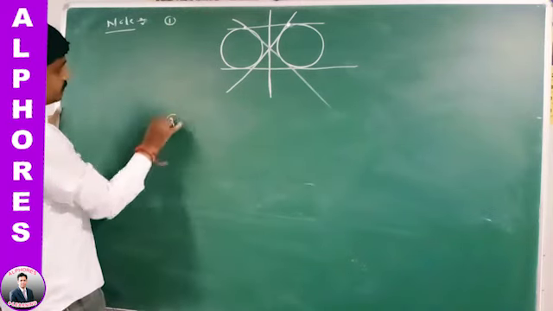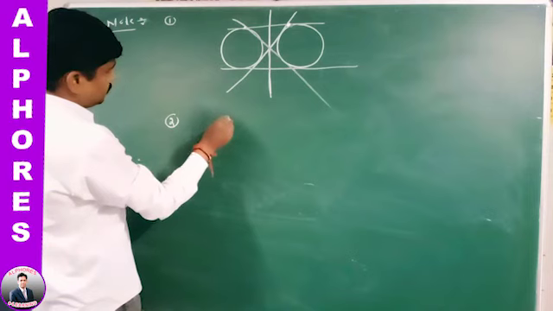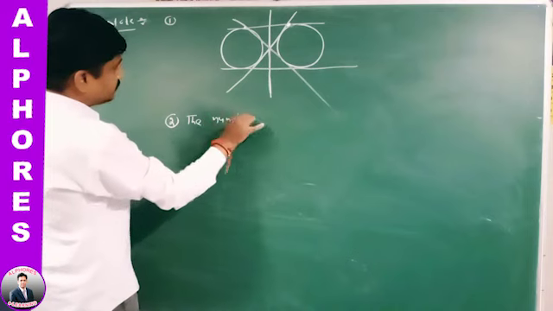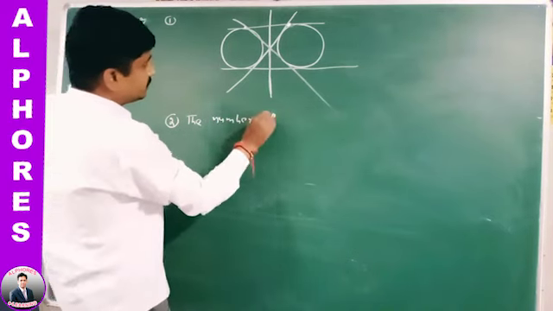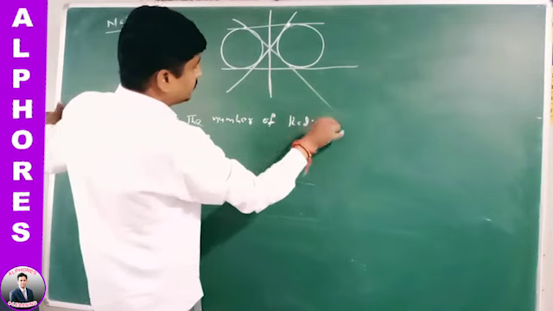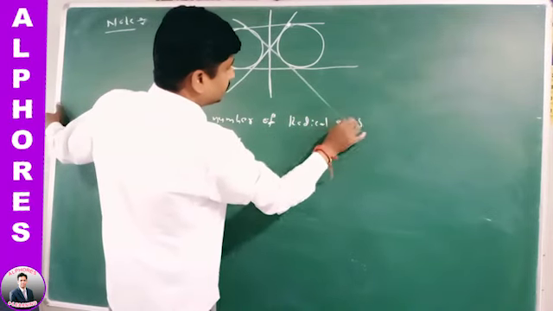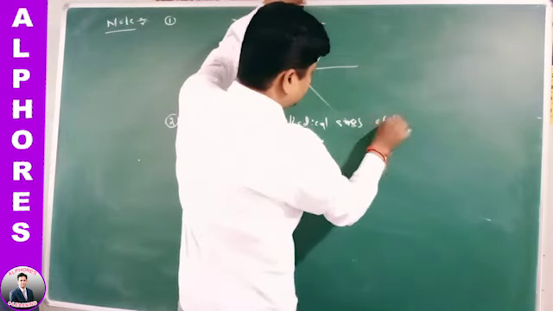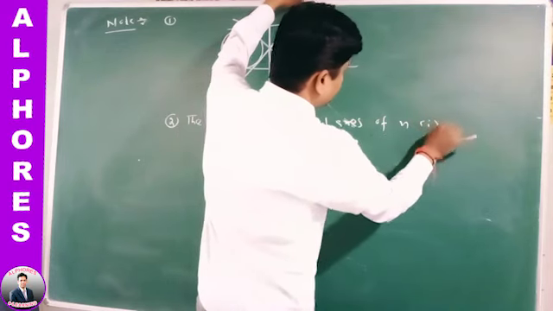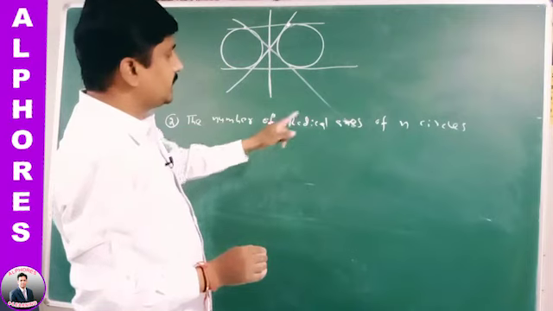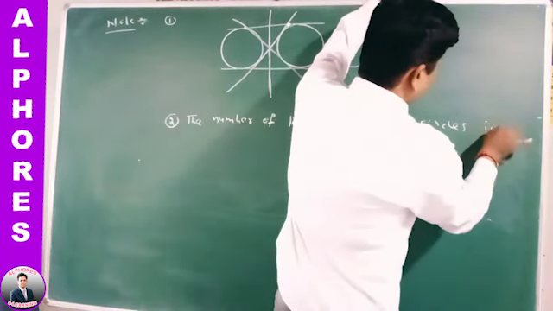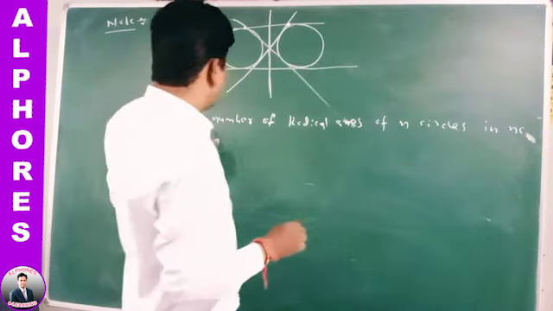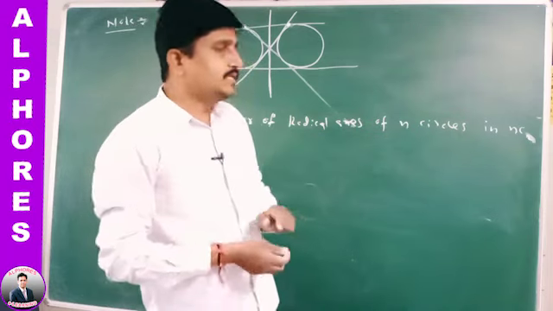Next, the second one: the number of radial axes. The number of radial axes of n circles is nC2.